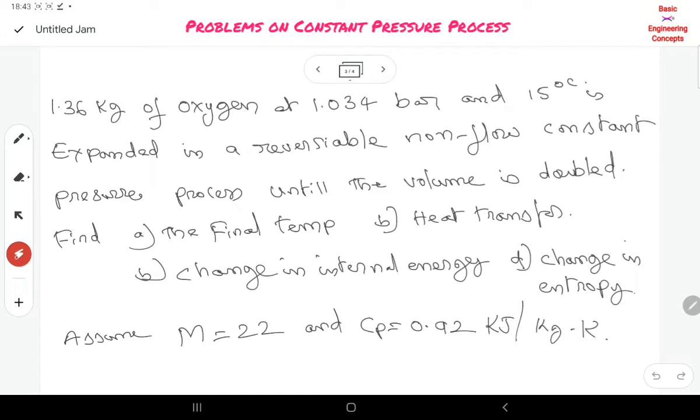Here all the data is given: the mass is m equal to 1.36 kg, and a pressure and a temperature are given. The pressure is constant, so P is equal to P1 and P2, as it is a constant pressure process. The basic characteristic gas equation is PV equal to mRT.